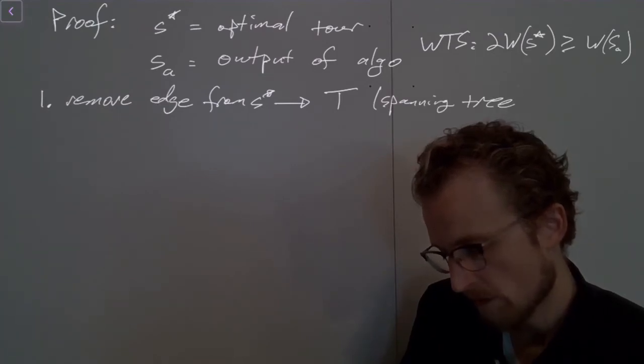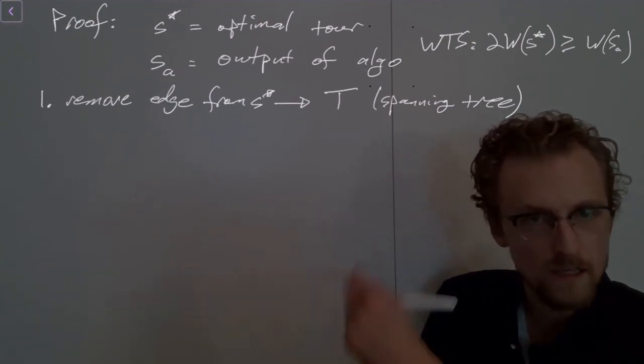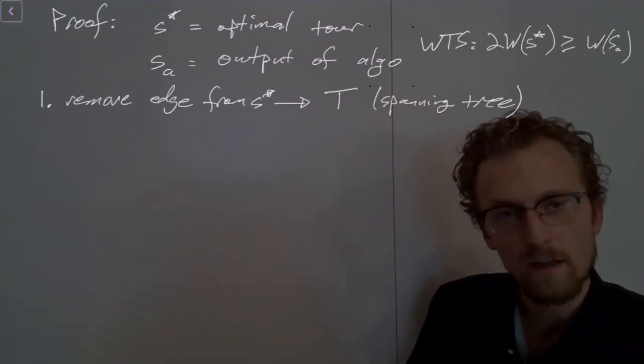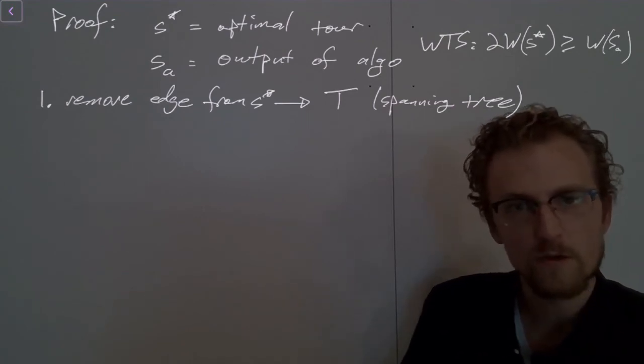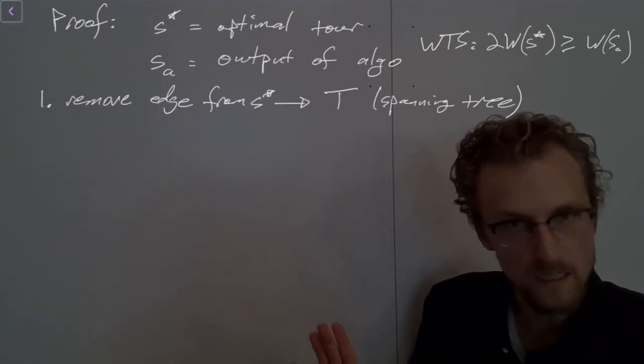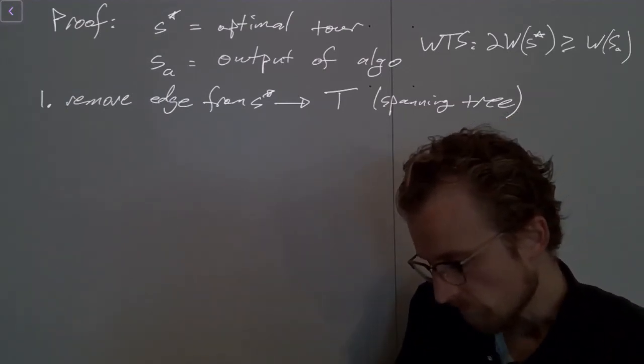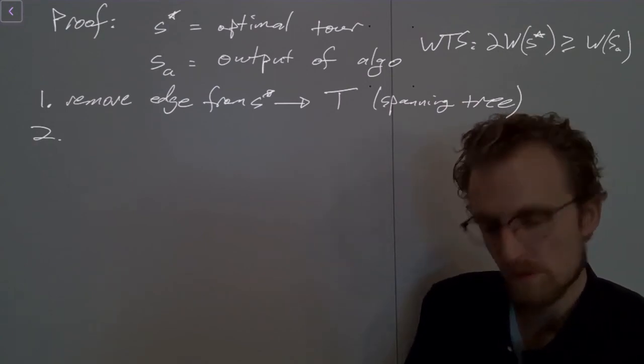of the original graph. Okay, and we know this because S star is a circuit, right? It's a Hamiltonian circuit in particular. Remove an edge and you have left a tree because now there's no cycles, and that tree includes every single node. Okay, and then what we'll do is we'll find a minimum spanning tree.